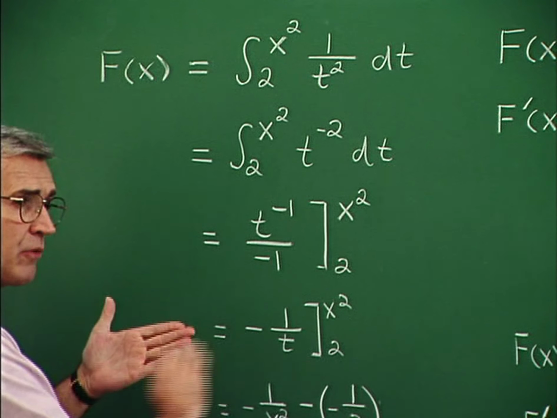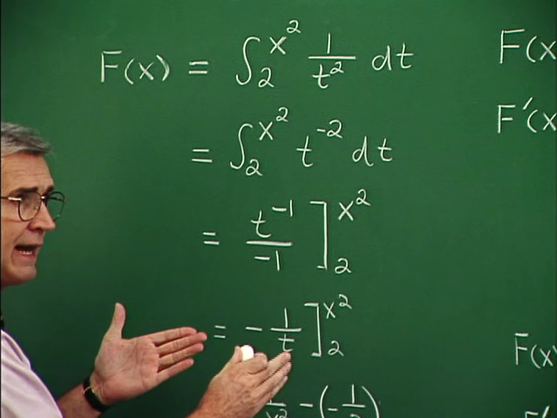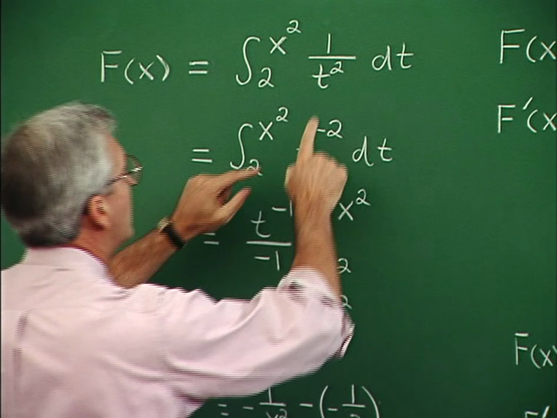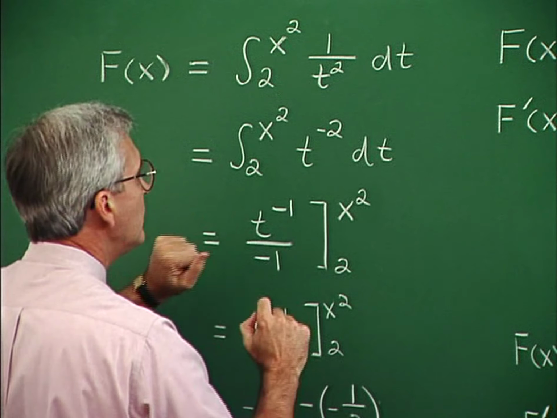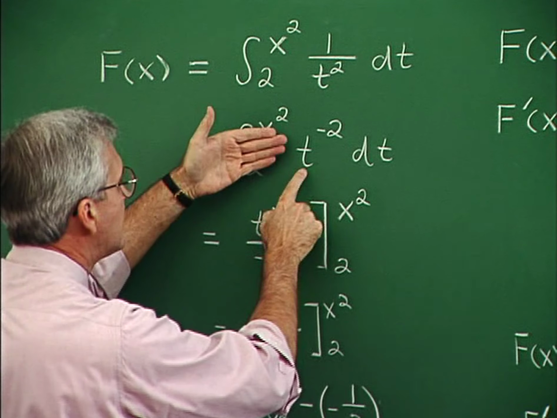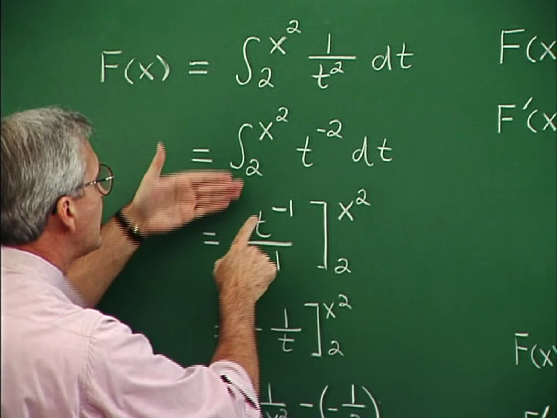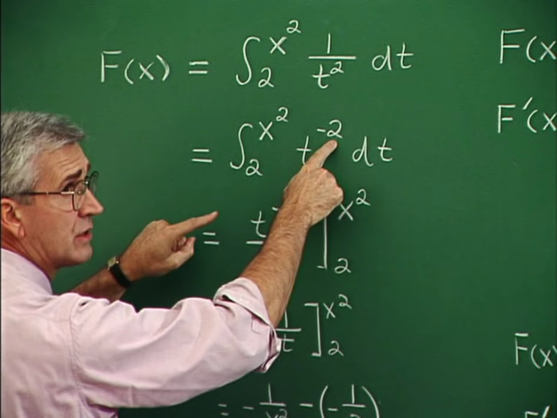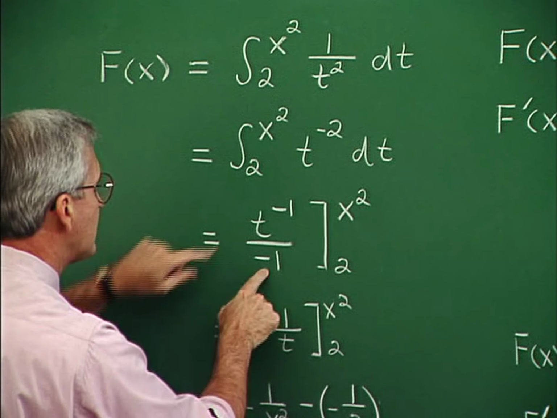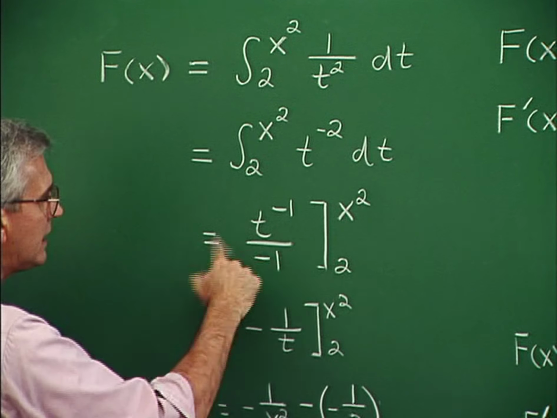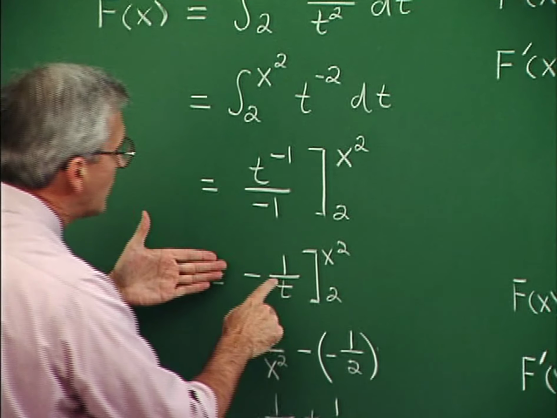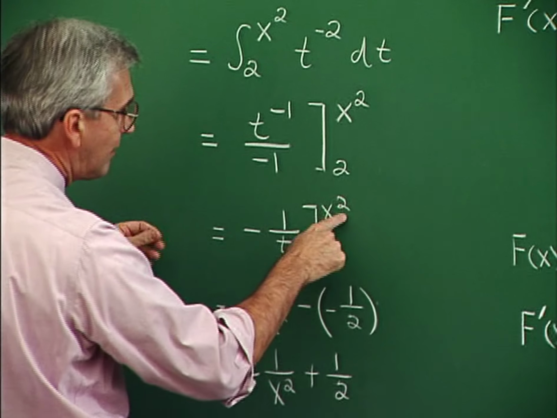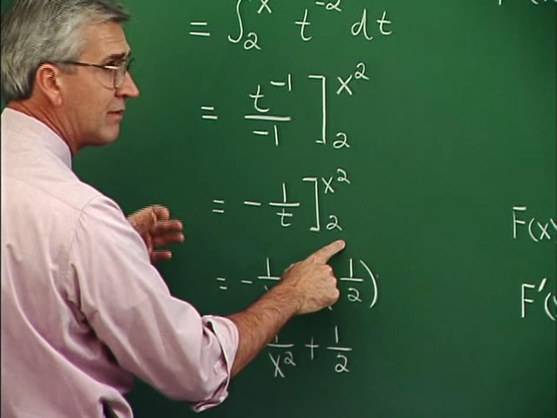Now we'll go through the process of finding the antiderivative function, and we're thinking of 1 over t squared as t to the negative 2. And now the antiderivative function here would be t to the negative 1. You see, increase the exponent by 1, and then divide by the new exponent, which is negative 1. Clean this up, and this is negative 1 over t. Now we want to take big F of the upper bound minus big F of the lower bound.